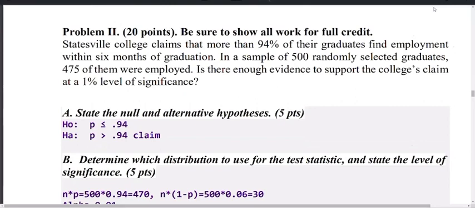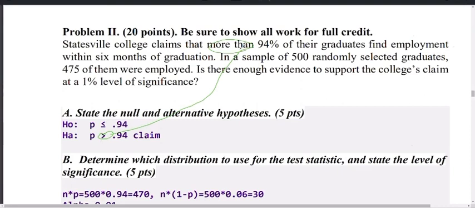Here you were given a college claim that more than 94%. Now I need you to pay attention: more than. The greater than is going to be here. I put it here so that you will be able to know. I told you the other time, more than is always going to go into the alternative.